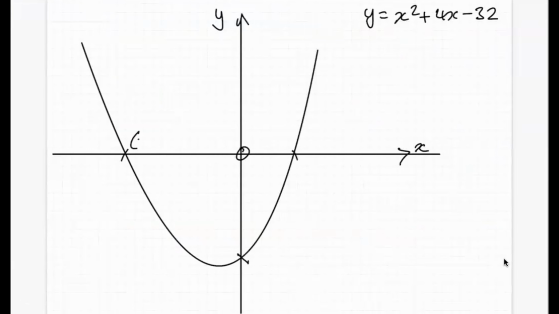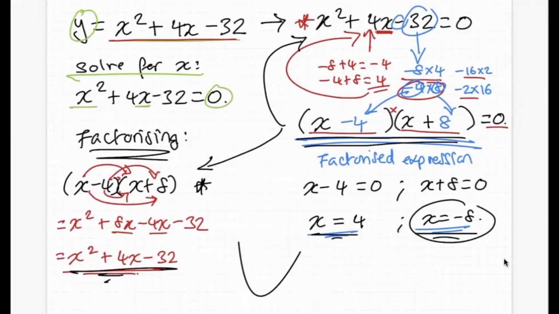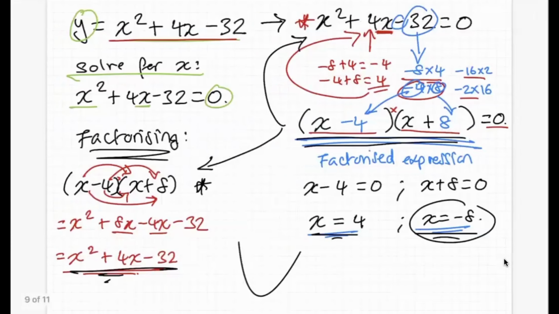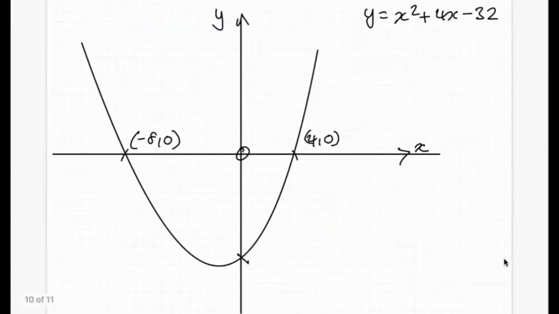So this point is going to be minus 8, 0. And this point is going to be 4, 0, after x equals 4, this point here. Because those are the two solutions to our quadratic.